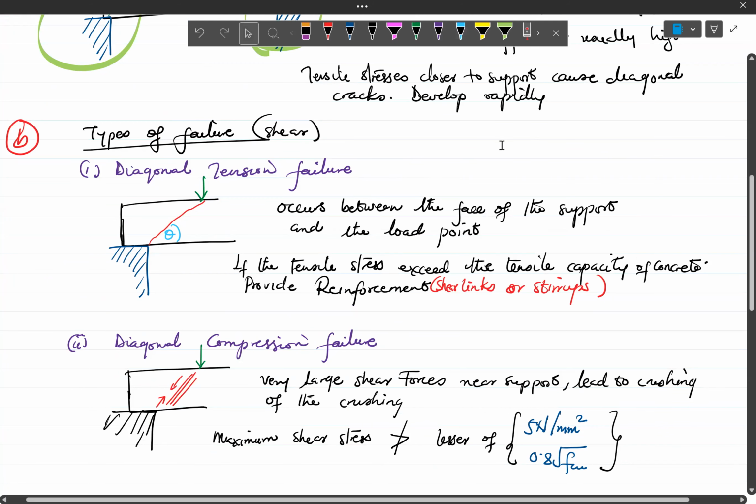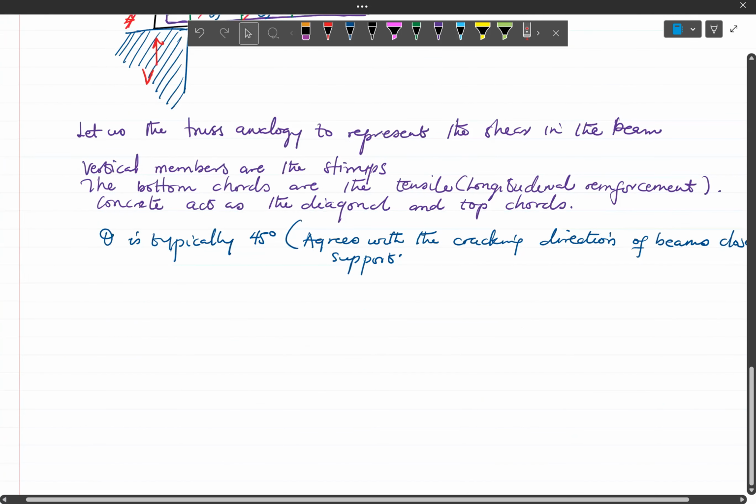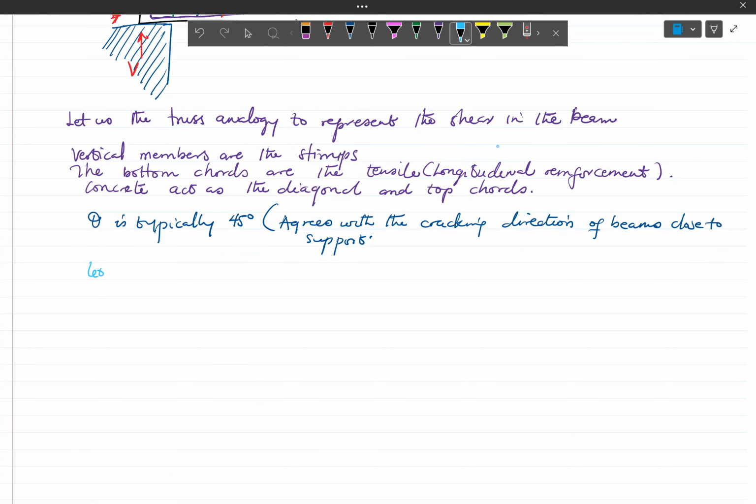All right. So let's put a few things together. So let's say that the area of the stirrups needed, so the cross-sectional area. So this be the cross-section.